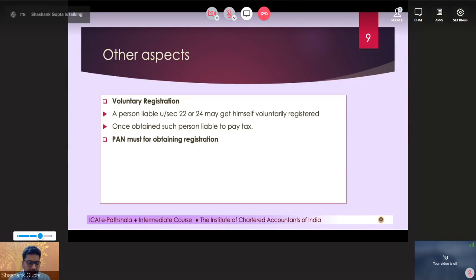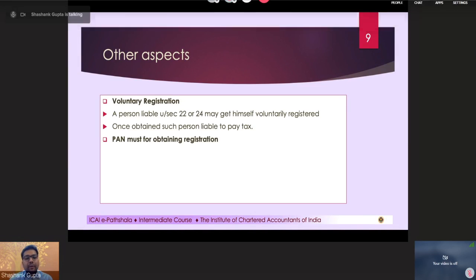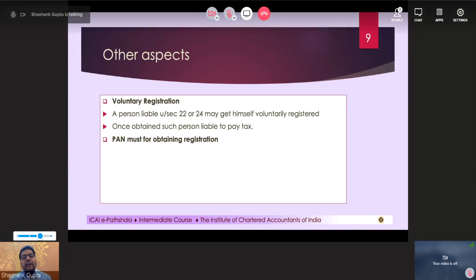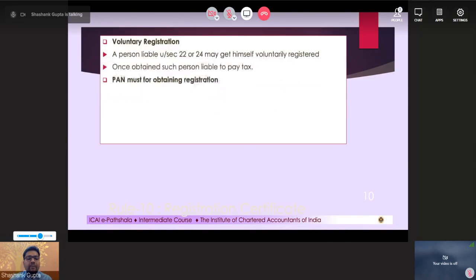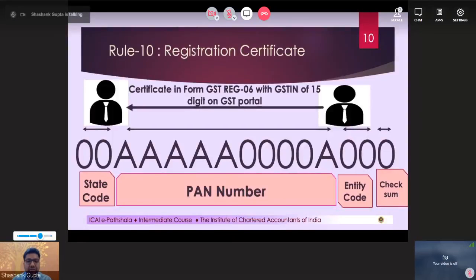Voluntary registration. So what if someone voluntarily wants to register? That is also allowed, but once registration has been obtained, then the person becomes liable to pay tax as a regular taxpayer. Also, to obtain registration under GST, a PAN number is a must. So if a person does not have a PAN number, he cannot obtain registration under GST.